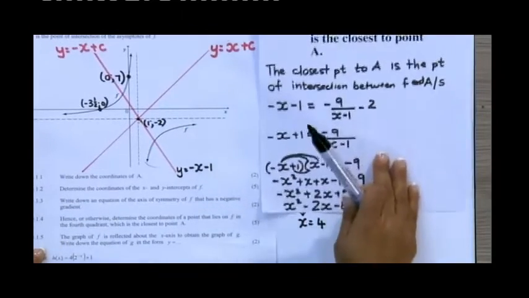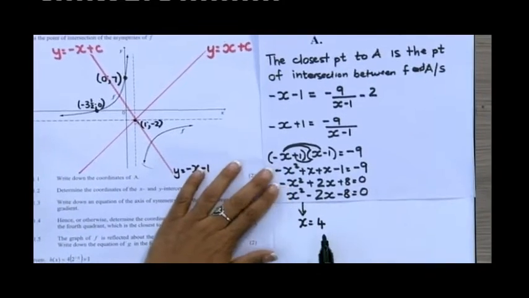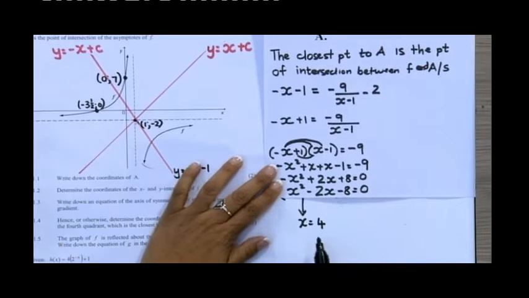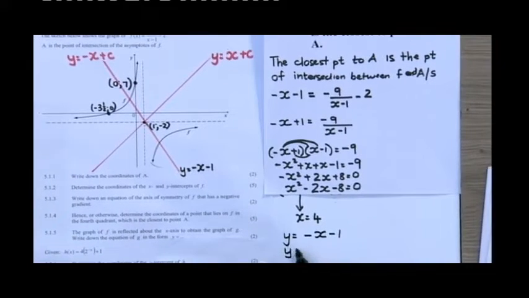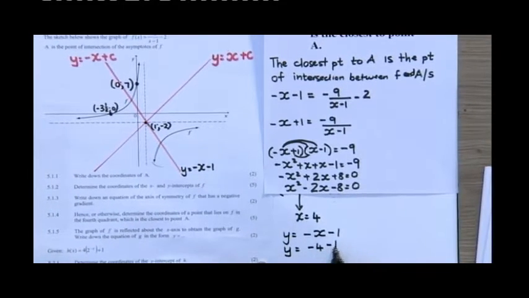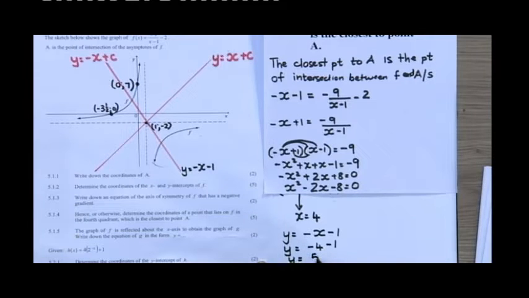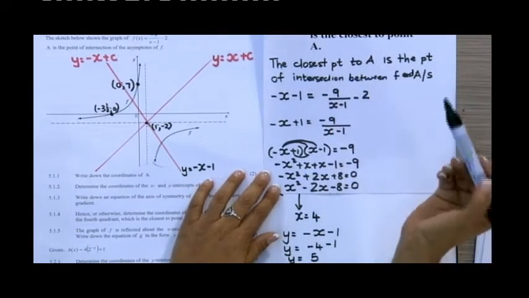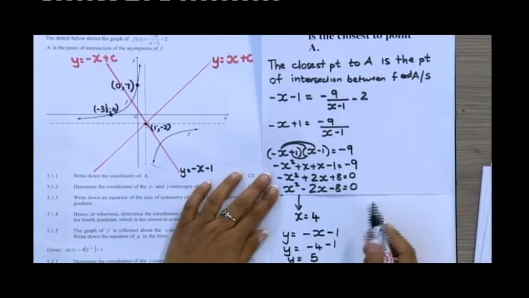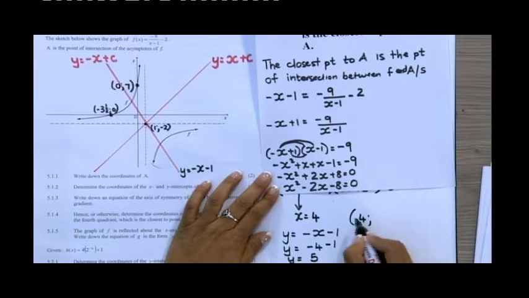Good. So if it's in the fourth quadrant, x is equal to 4. If you want to get the y value, because they want the point, you can just substitute it into this equation, make x equal to 4, and your y is 5. The closest point that lies on F in the fourth quadrant is going to be 4 and negative 5.